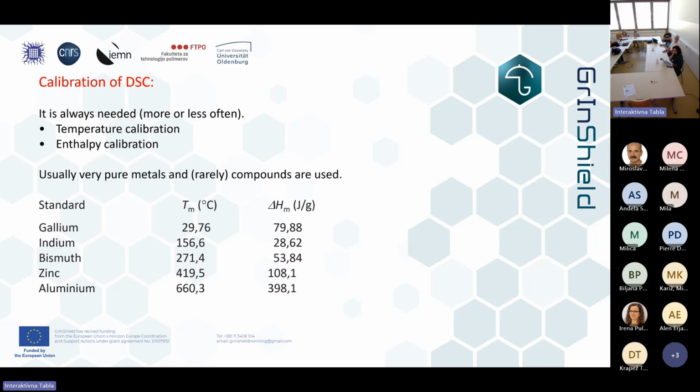DSC has to be calibrated always, and we calibrate temperature and enthalpy. For this, we usually use pure metal standards with very defined melting temperature and enthalpy of fusion. So this has to be checked more or less often depending on the system.